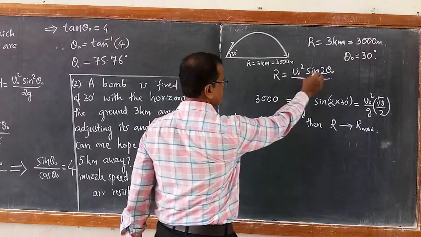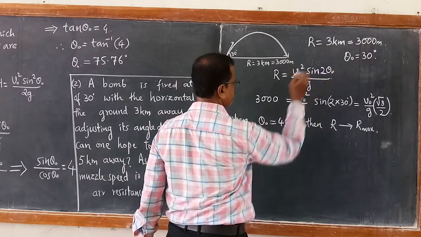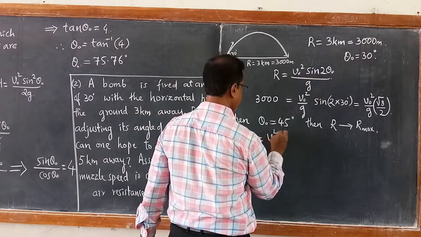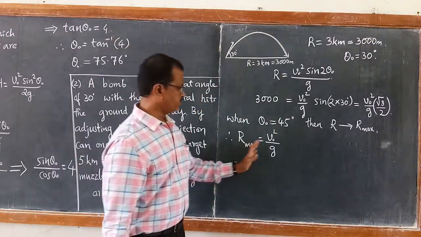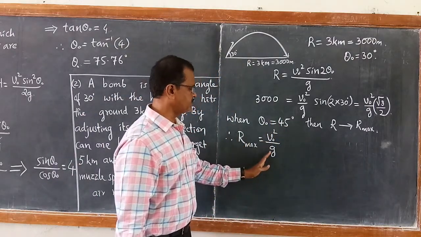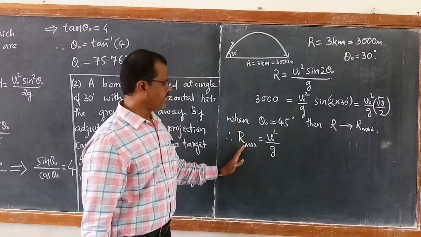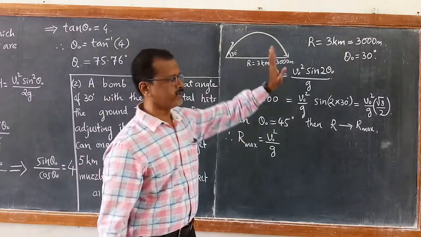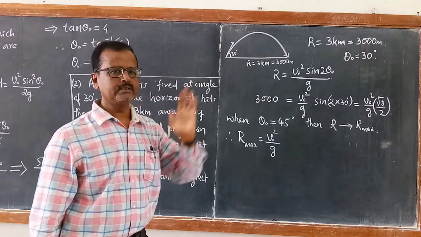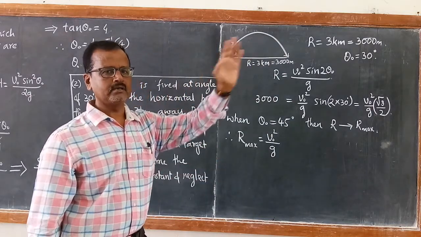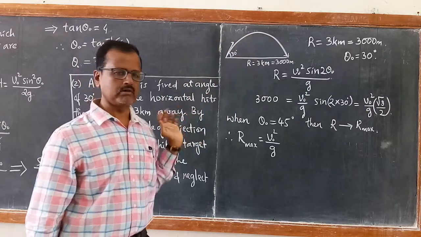So, R max becomes V0 square upon G into 1. So, if we know V0 square upon G, then we will get the maximum range that it can cover. And then we will come to know whether it will be able to hit a target at a range of 5 km or not.